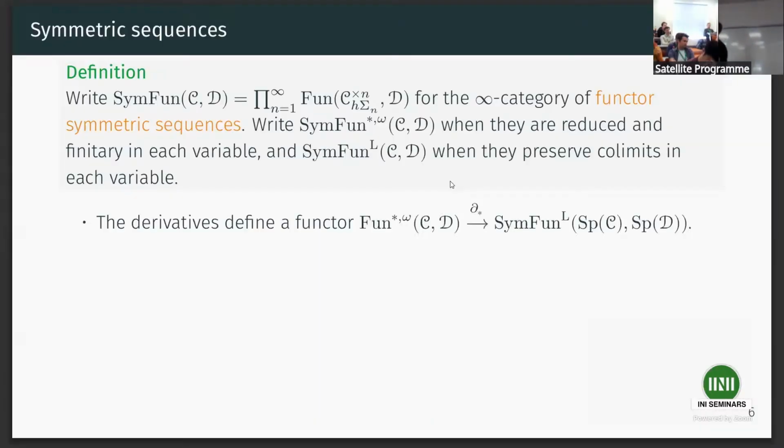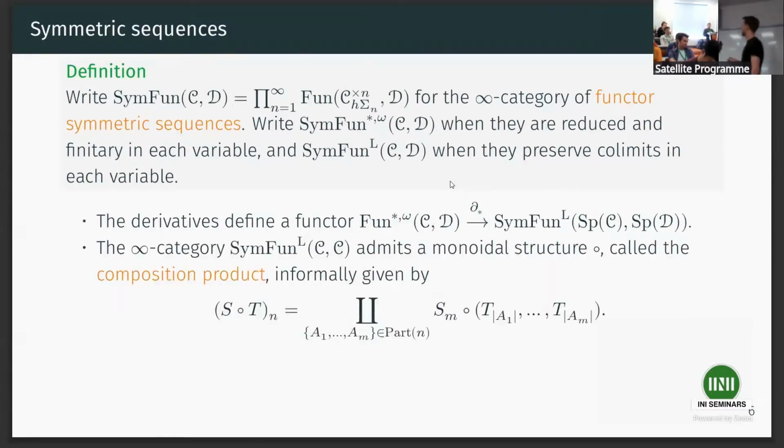Yeah. It's just notation, nothing deep going on. So the derivatives, if you take all the derivatives together, they just give you a functor from this category here. So reduce finitary functors from C to D to these functor symmetric sequences. And one thing one can show about the functor symmetric sequences, if we go from some category C to itself, is that there's a monoidal structure which is called the composition product, and which informally satisfies this formula.